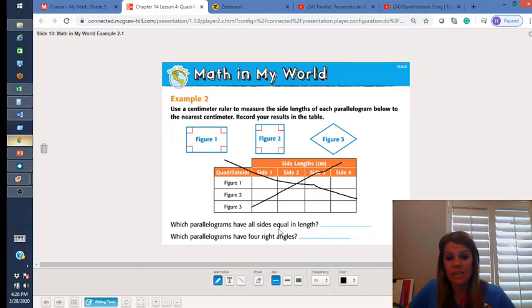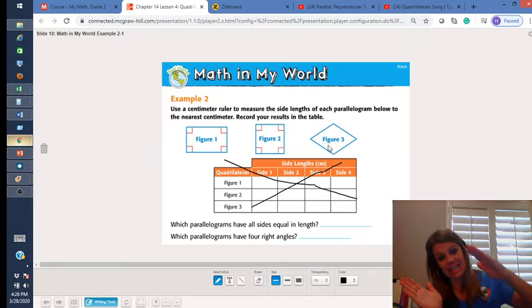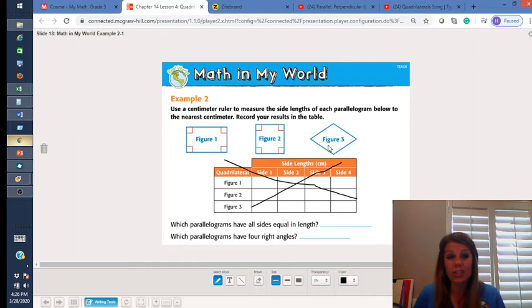Which parallelograms have all sides equal in length? If you're just looking at these, which two look like they have the same sides? All of them are equal. Well, this is a square, right? So we know that all of those sides are equal. And even though this figure 3 is like tipped and kind of squished, all of those sides are equal too. That's a rhombus. It can't be a square because it doesn't have any right angles, but that is a rhombus and those sides are equal. So that would be 2 and 3.